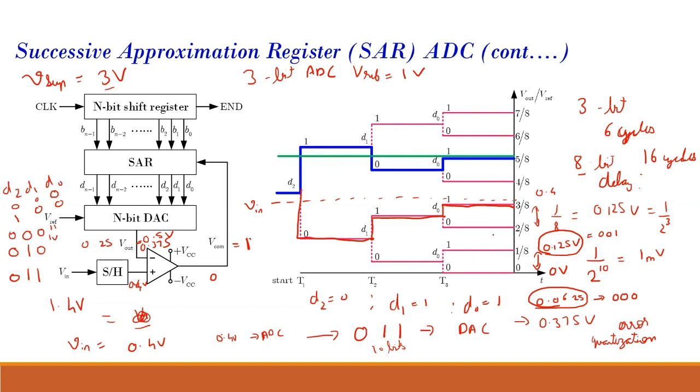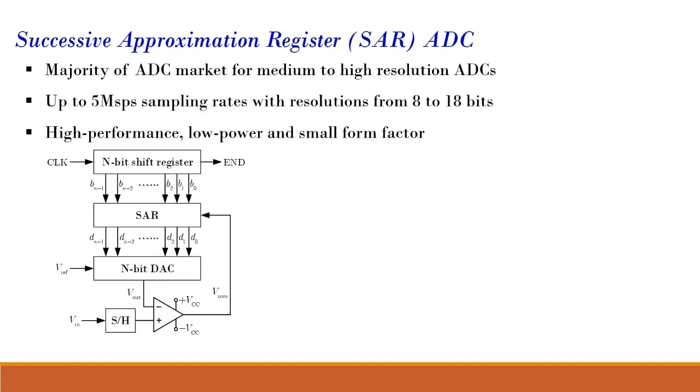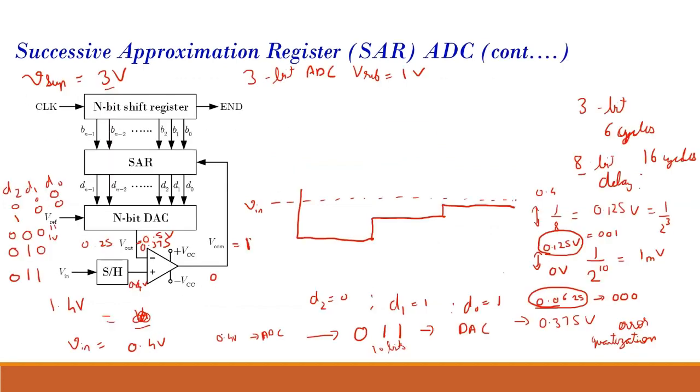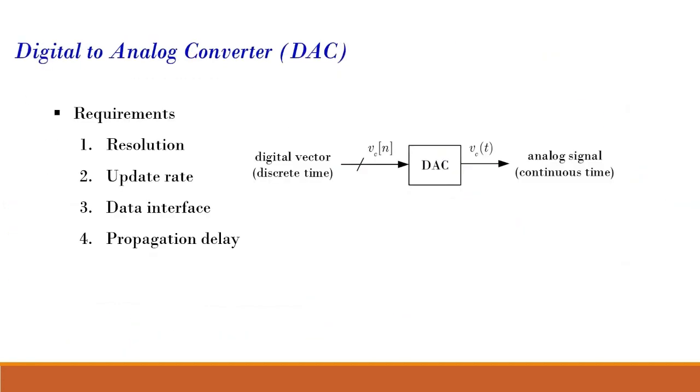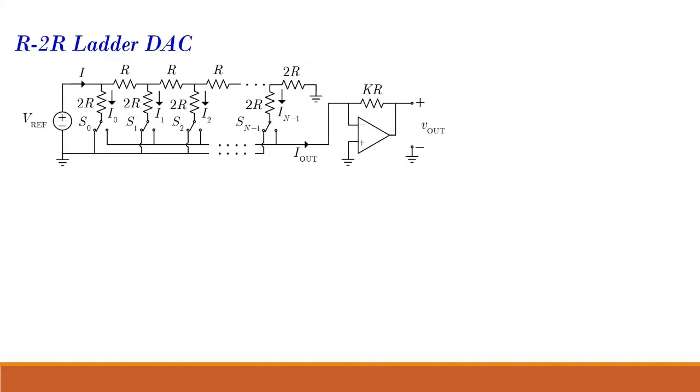Yeah. Okay, so now I'll proceed with the DAC. The DAC also has a certain resolution. The more bits it can take, the more accurate and fine an analog output it can give. There are also update rate, delay, and power consumption in the DAC.